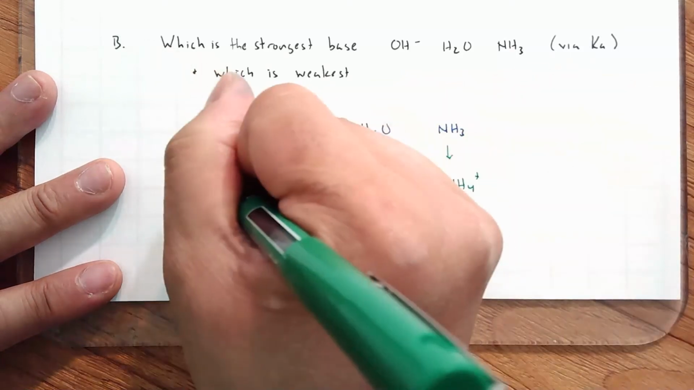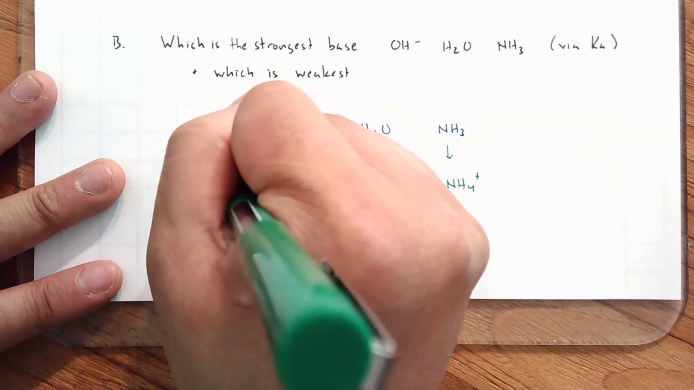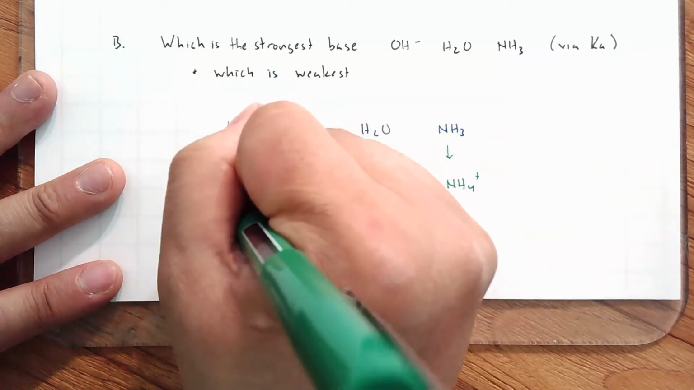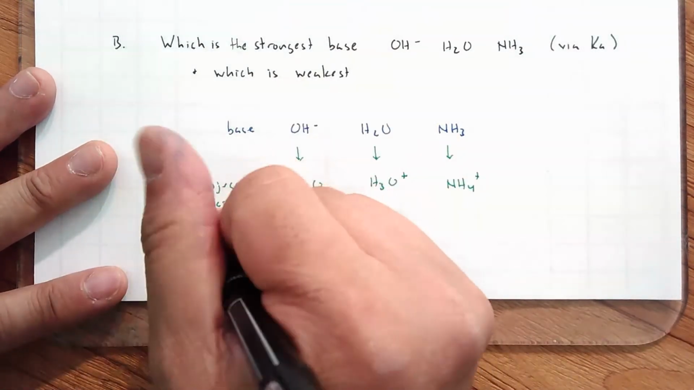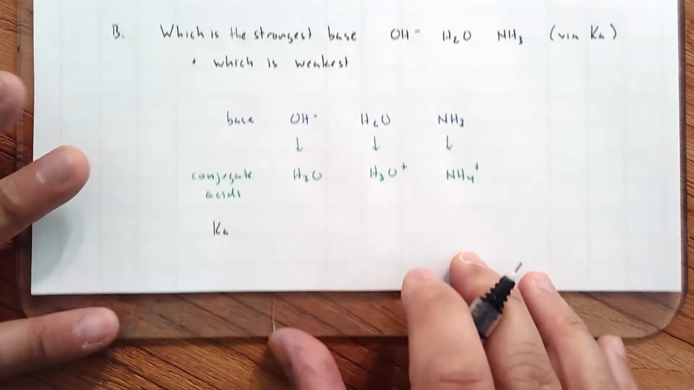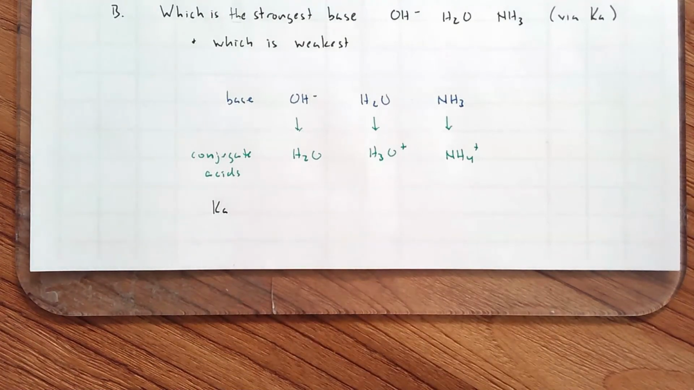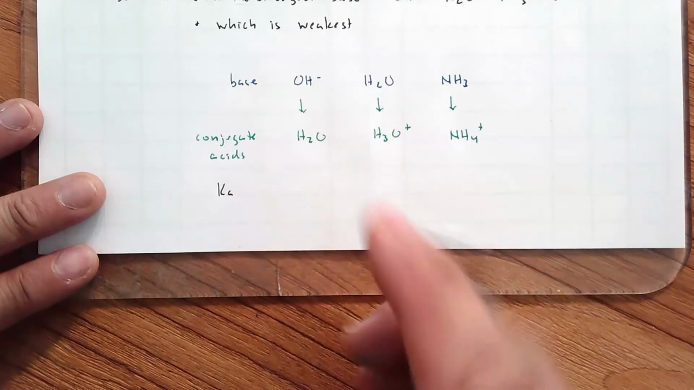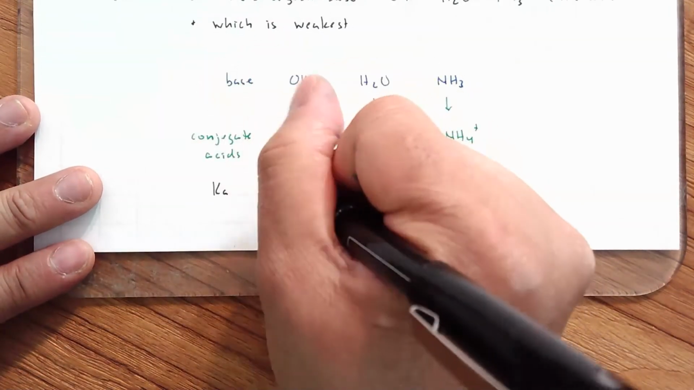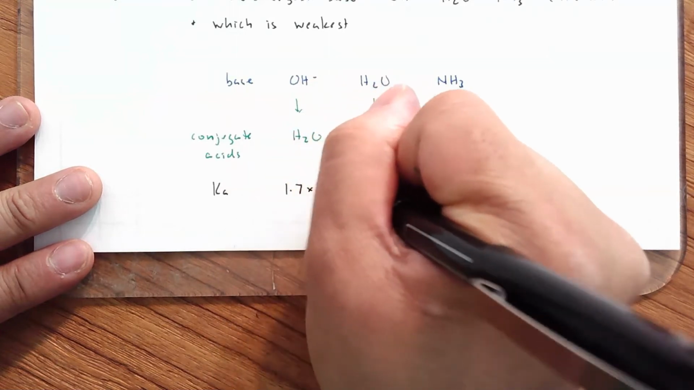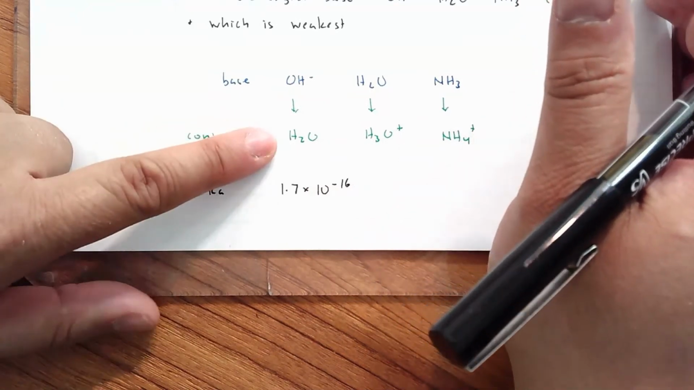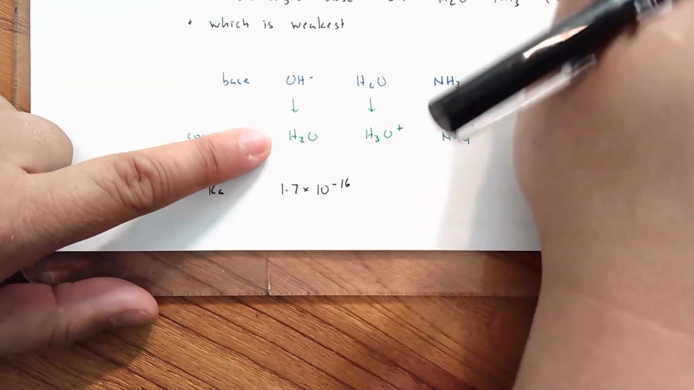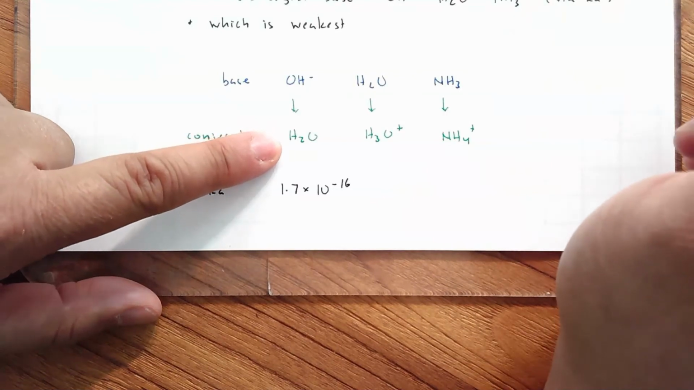NH4 plus, and these are your conjugates. I already looked up the Ka's for us, and these are the Ka values. For water, it's 1.7 times 10 to the minus 16. That is actually not such a high Ka, so this is fairly weak.